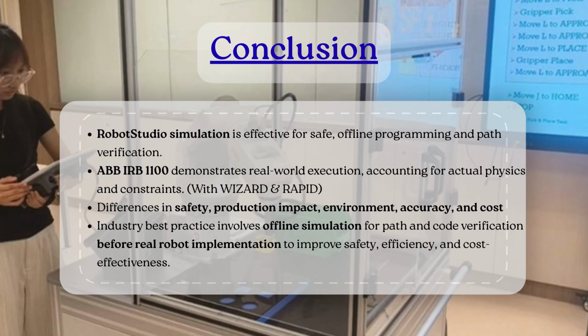The ABB IRB 1100 demonstrates real-world execution, accounting for actual physics and constraints. Simulation helps reduce risk, cost, and production downtime before deployment. The best industry practice combines the two. It involves offline simulation for path and code verification before real robot implementation, and it is to improve the safety, efficiency, and cost effectiveness.